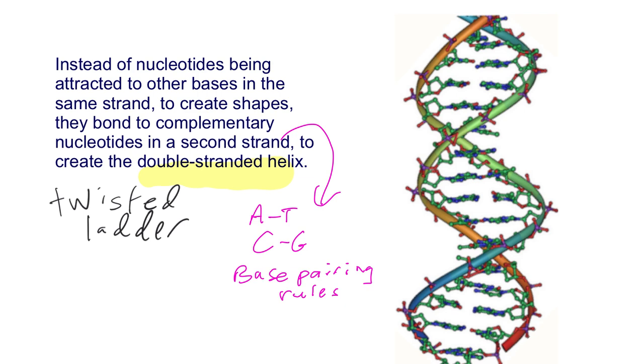The DNA molecule is also called a double helix. Helix means like a spiral, like a spring. So double helix refers to the twisted ladder shape of the DNA.